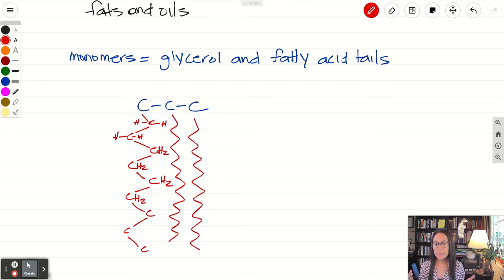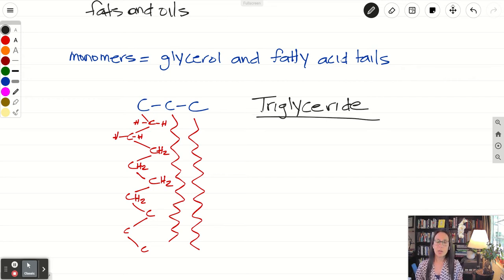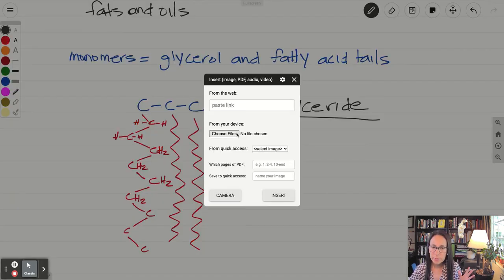And so this is an example of a lipid. This example is specifically called a triglyceride. So I'm going to write that down. Let's see, let's do black. This is a triglyceride. And it's called a triglyceride because it has 3 fatty acid tails. Okay, so I'm going to show you a picture of this. It's just not a fancy picture, but it just kind of gives you another model of what it looks like.